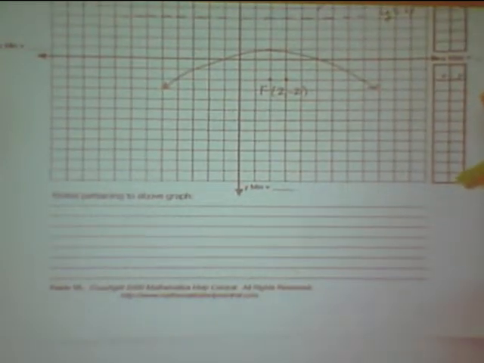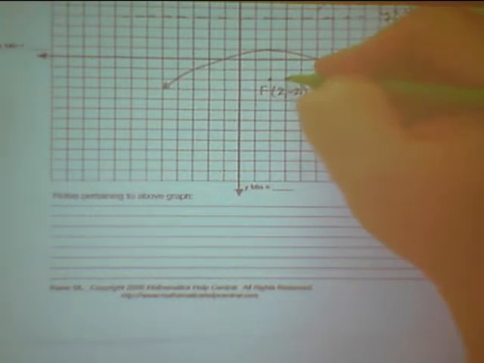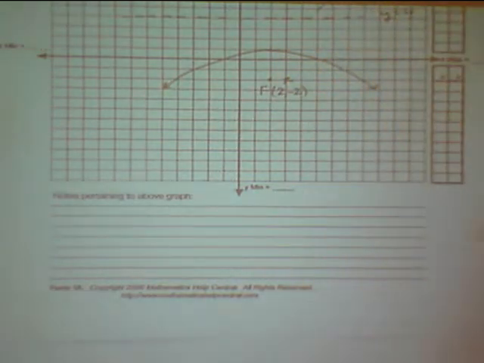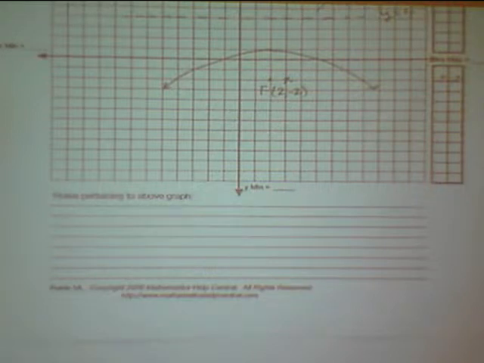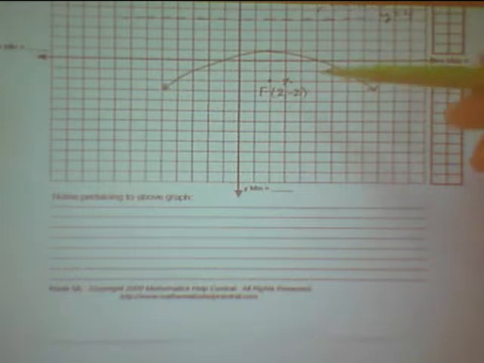Here's the second one. So here it looks like a parabola that opens down. Now this one, they actually give us the focus. And you can see up here is a directrix. And once again, they want us to find the equation for this parabola.